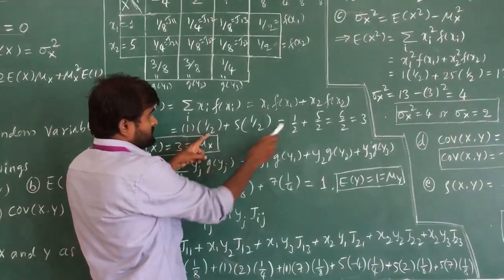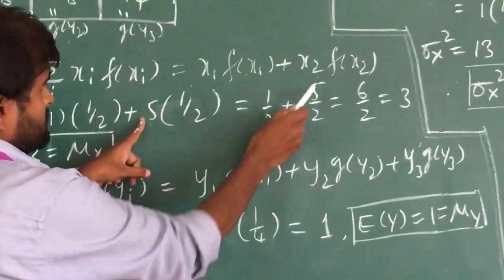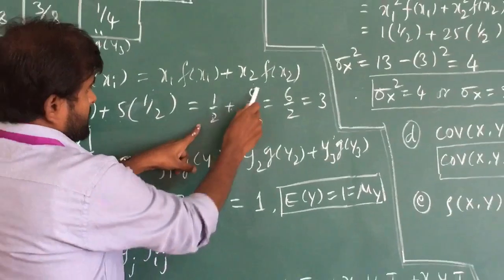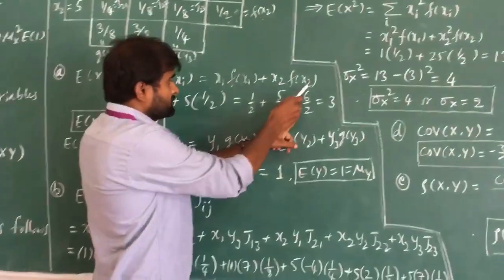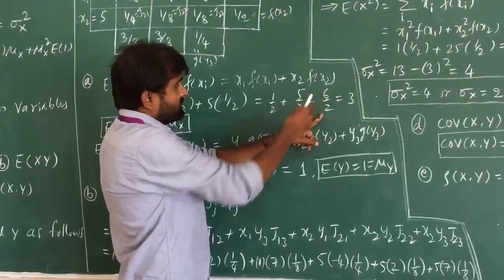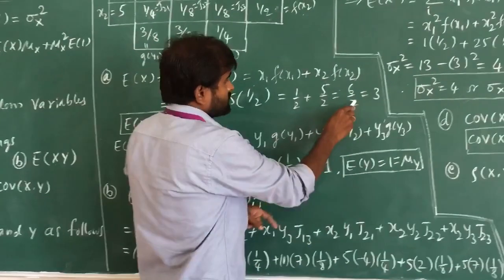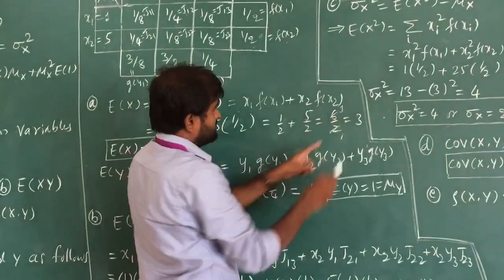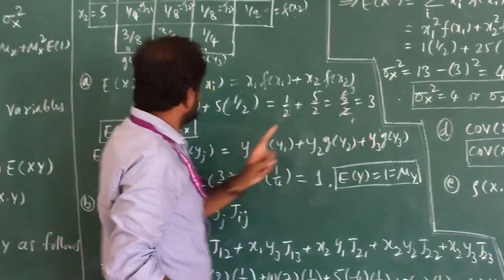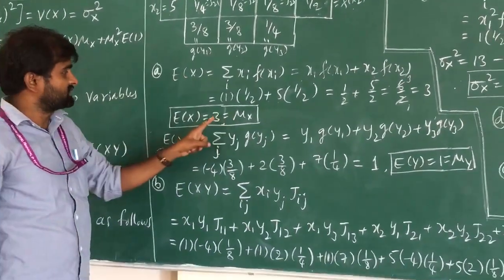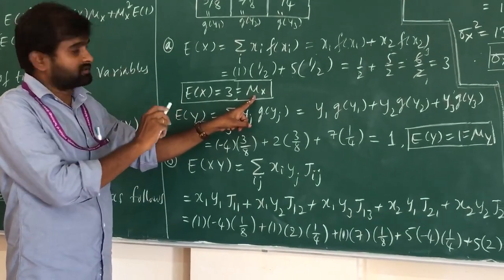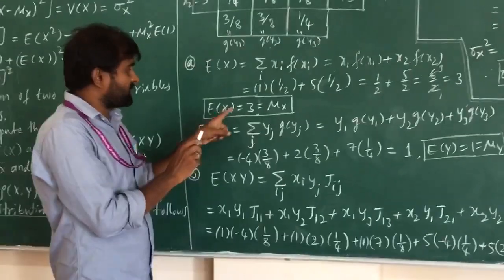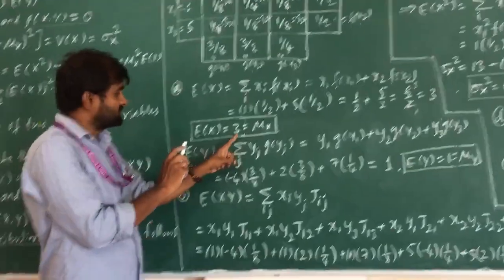1 into 1 by 2 is 1 by 2. 5 into 1 by 2 is 5 by 2. So 1 by 2 plus 5 by 2, LCM is 2. Then 1 plus 5 is 6. 6 by 2 is 3. Right? So expectation of x is 3. Or we call it mu of x. Both are the same. Expectation of x or mu of x is 3.